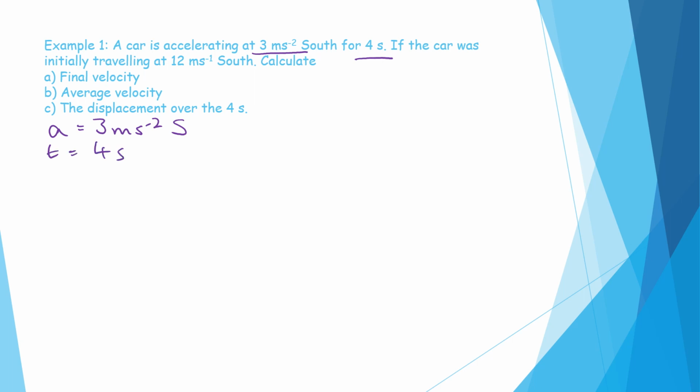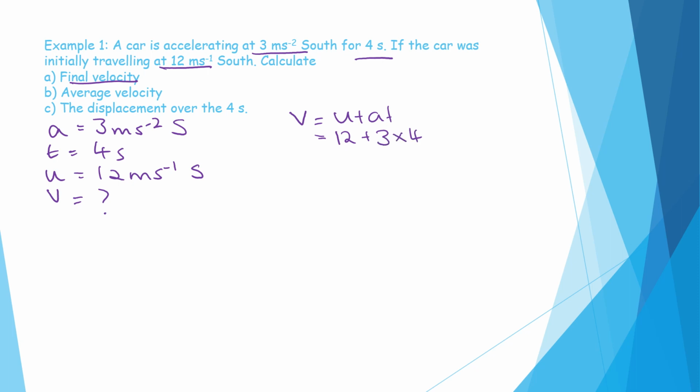If the car was initially traveling at 12 meters per second, so that's the initial velocity is 12 meters per second, calculate the final velocity. So the final velocity is v. So we're going to do that. v equals u plus at. Our initial velocity was 12. Our acceleration was 3, and it went for 4 seconds. So this comes out to 24 meters per second south. So we've done part A.